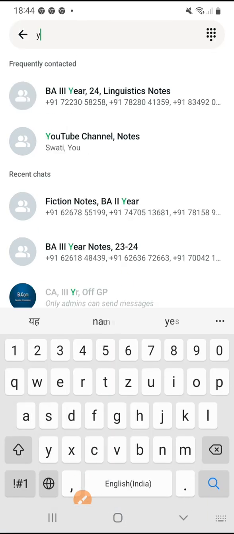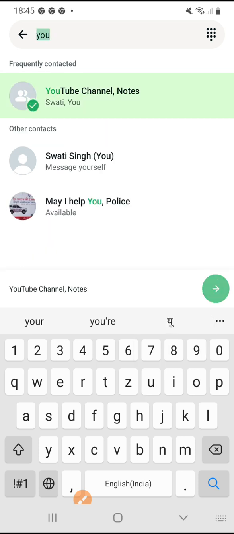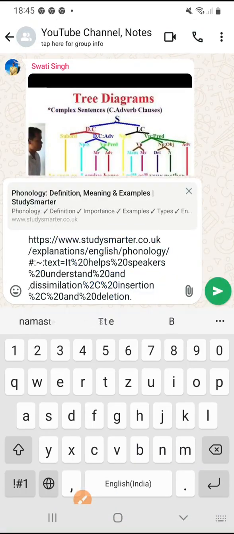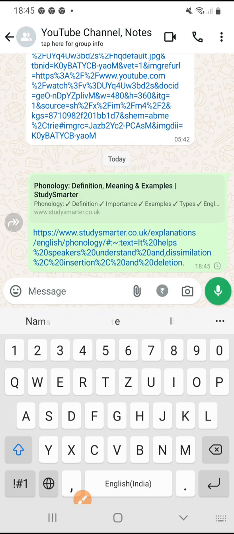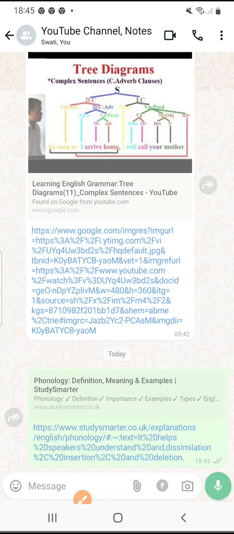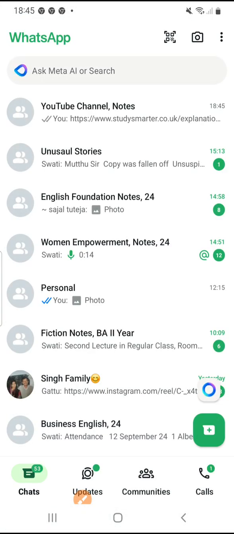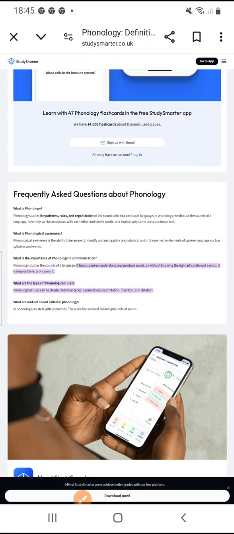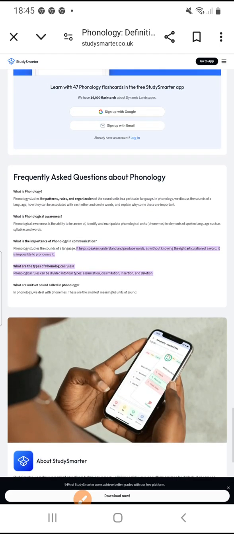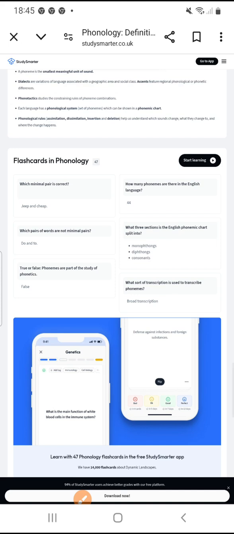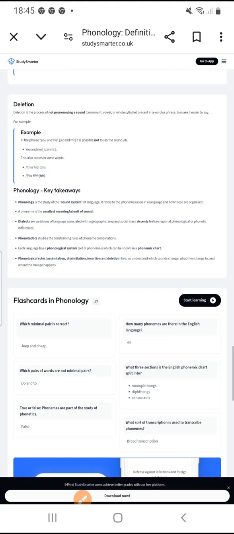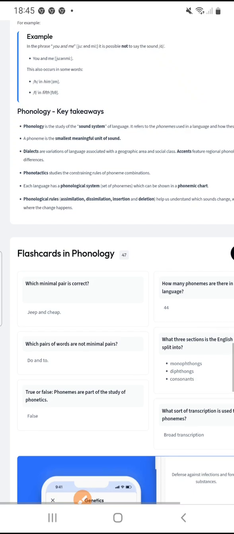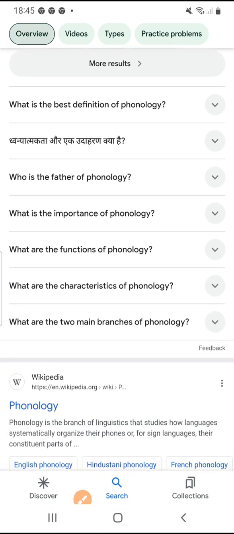Okay, wait a minute. Now going back, next question related to another. So this was the definition we discussed, and these are the takeaways.